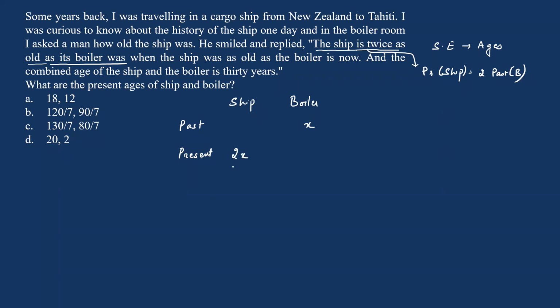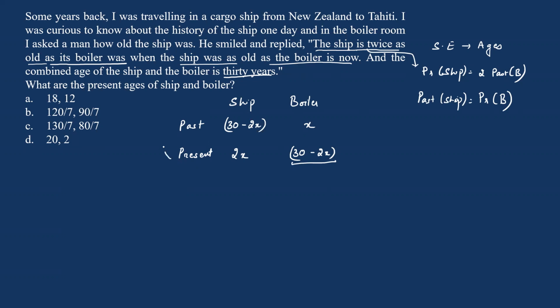Now, if the present age of the ship is 2x and the sum of their ages is 30, all I can write is the present age of the boiler is equal to 30 minus 2x. Now, the statement says, when the ship was as old as the boiler is now. So the question is further saying that the past age of the ship is equal to the present age of the boiler. So this becomes 30 minus 2x.